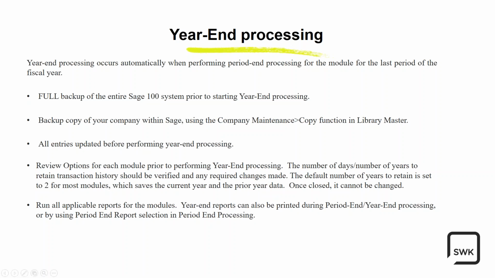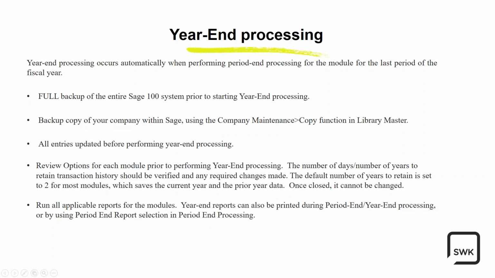The other important thing to do is to review the setup options in each module before you start year-end processing. This is important because a lot of these options have number of years to save, and the default is set to 2 years for most modules. And what that means is when you close the module and you have it set to 2 years, you have last year and the current year, which is your new year, which has no information in it until you start posting. So you will lose all of your historical data. So we're going to go through and take a look at all the options and what needs to be set. You want to make sure that you make these changes before you do your year-end processing.